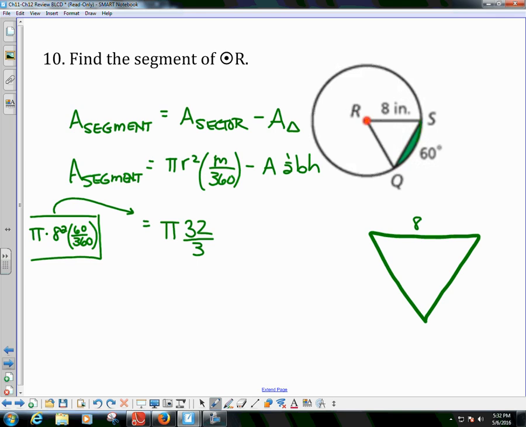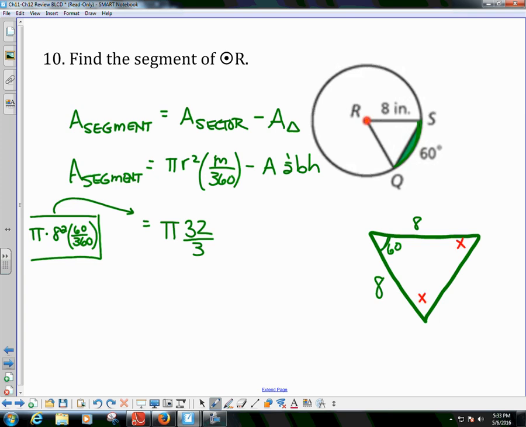If this arc measures 60, then this angle measures 60. I know that this side is 8. I also know that this side is 8. If I know that these two sides are 8, I know that this is an isosceles triangle. And if I know this is an isosceles triangle, I know that my base angles are congruent.